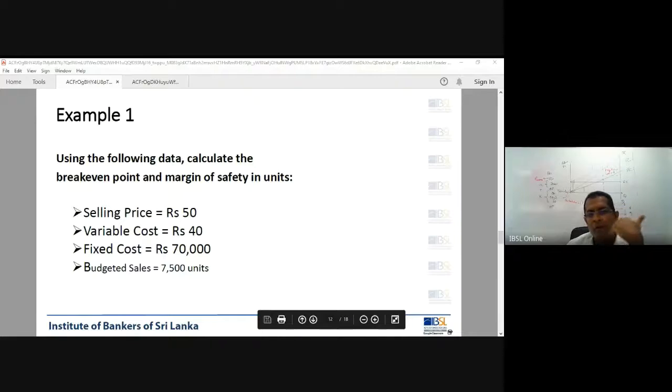Then we went on to show this graphically. So we have fixed cost, we have variable cost, we have total cost. Then you have total revenue. The point at which the total revenue line and the total cost line crosses is called break-even point.